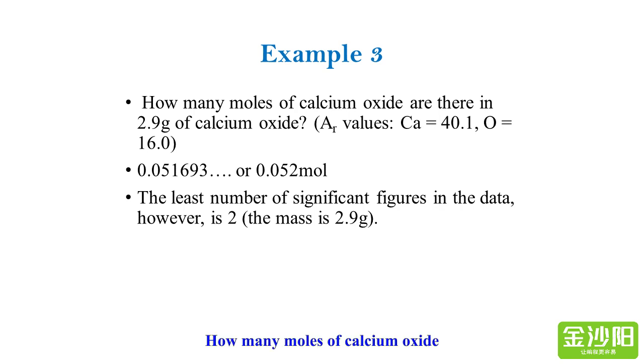How many moles of calcium oxide are there in 2.9 grams of calcium oxide? If you divide 2.9 by 56.1, your calculator shows 0.051693. The least number of significant figures in the data, however, is 2 because the mass is 2.9 grams. So your answer should be expressed to two significant figures, as 0.052 moles.